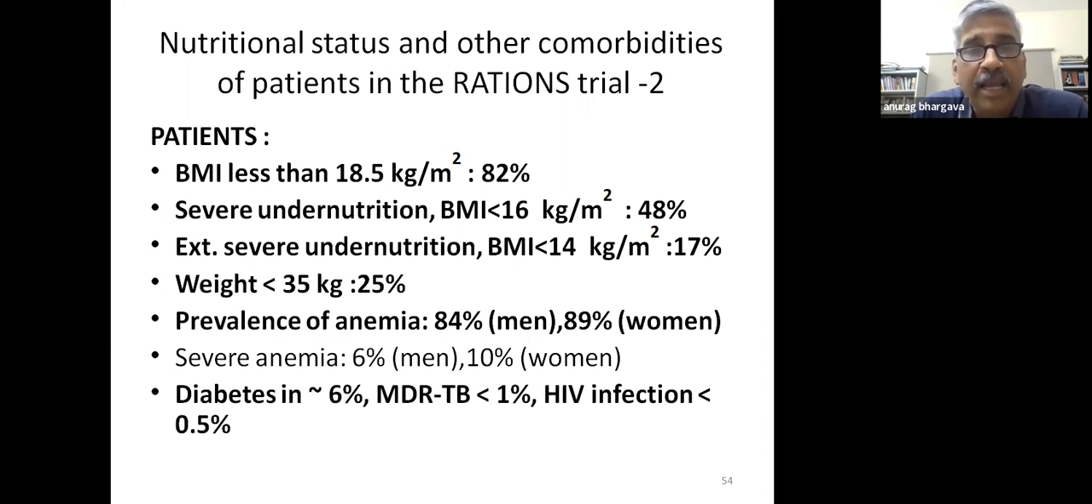So again, some more facts about their nutrition status. A very high percentage are underweight. Nearly half are severely underweight. We have another cutoff of BMI less than 14, and even there 1 in 6 patients has a BMI less than 14. And anemia is very common, and all the other comorbidities that we talk about, diabetes and HIV, are less frequent. MDR TB also in our cohort was not significant in numbers.